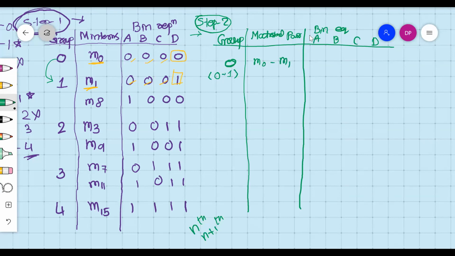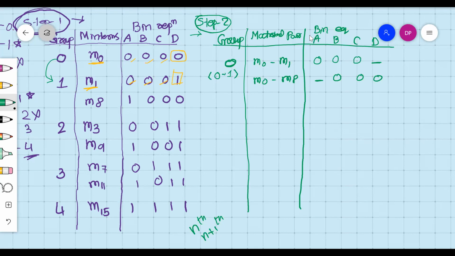What we'll write here: a is 0, b is 0, c is 0, and here we'll put an underscore, because only the last bit is changing in m0 m1. It will be a matched pair only when only one bit differs. Now compare m0 with m8 and check. Only one bit is changing, so this is also a matched pair, m0 with m8. The first bit is changing, rest all are 0.